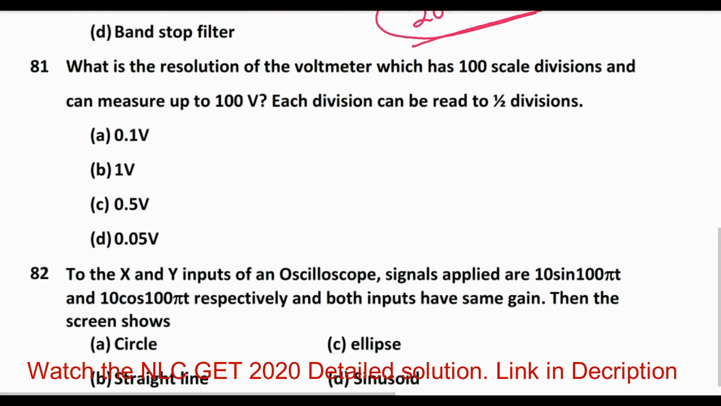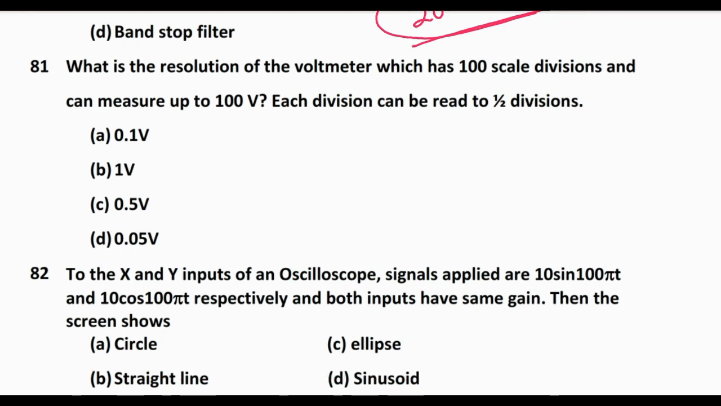Next question is, what is the resolution of a voltmeter which has 100 scale divisions and can measure up to 100 volt? Each division can be read up to half divisions. So here the voltmeter has 100 scale divisions and it can measure up to 100 volts. So each division is 1 volt and each division can be read to half division. So the resolution will be 0.5 volts. Resolution is the smallest change that an instrument can measure. So here the smallest change we can measure is 0.5 volt.